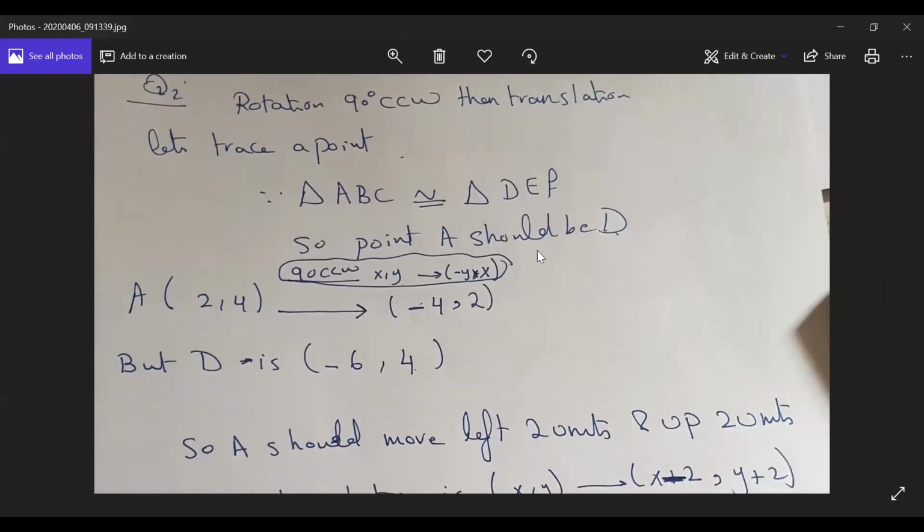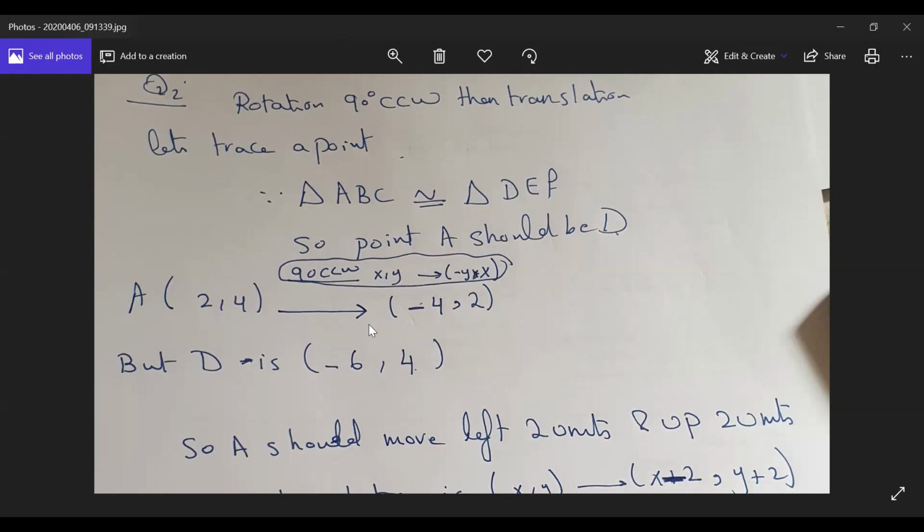So let's start with point A. Point A started with the coordinates of 2 and 4. Since we said a 90-degree counterclockwise rotation happened, I know that 90-degree counterclockwise means that (x, y) becomes (negative y, x). Let's perform this transformation here. Flip and put a negative for y. So it's going to be (negative 4, 2). But point D, if you go back to the figure, is actually (negative 6, 4).